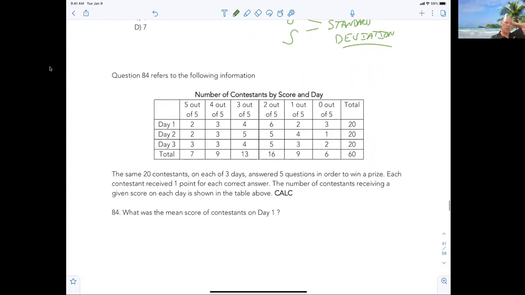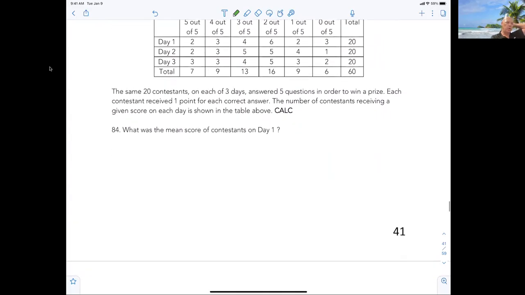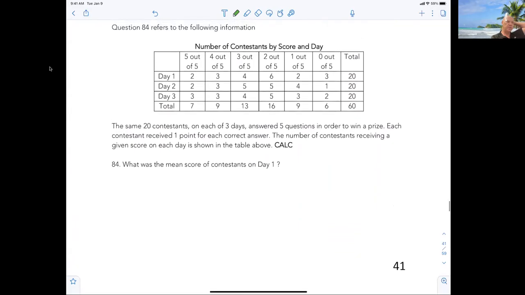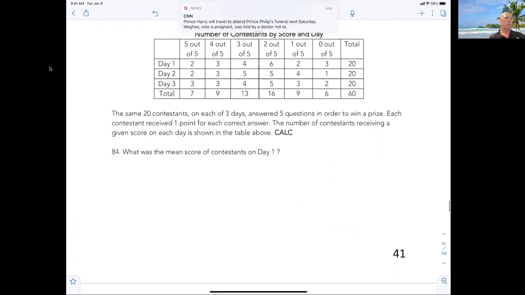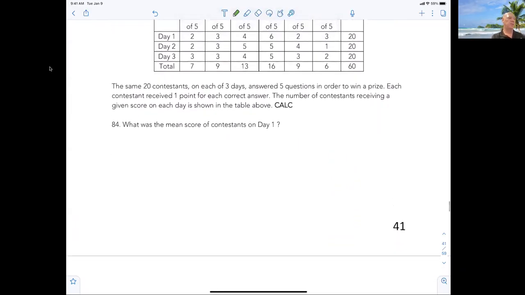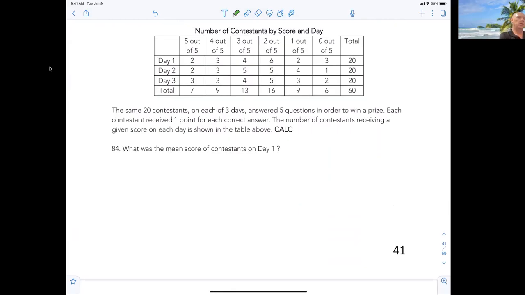All right, now what I want to do is everybody take a look at this. We're not doing the problem because average is too easy. Please look at question 84. It says, define the average of day one. So here is day one, and you're just adding those up. Is everybody with me on this? I don't feel like doing that. That's too easy. Let's go to the next page.